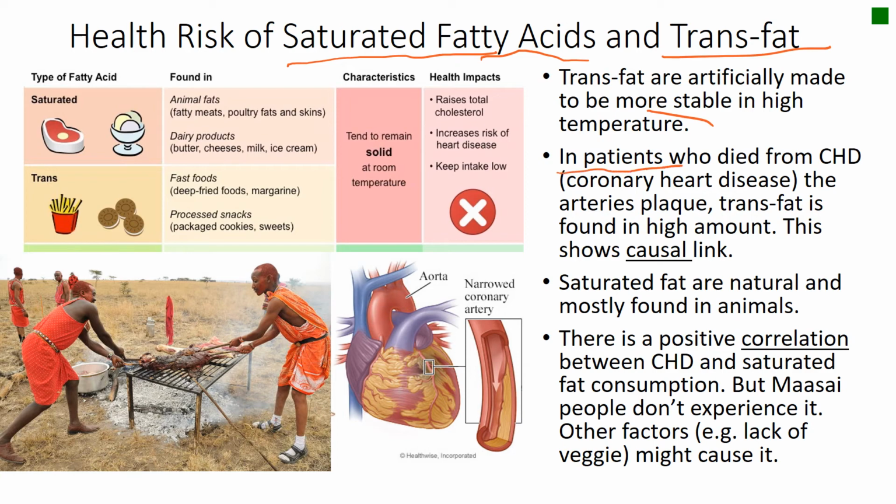In patients who died from CHD, which is coronary heart disease, there is a coronary artery whose function is to take fresh blood pumped out by the heart and give it to the muscle of the heart, so that the heart muscle gets the freshest oxygen. However, this coronary artery can be blocked by lipid, and this causes CHD, because when the heart muscle does not get enough oxygen and nutrient supply, of course it will die very soon, and this is what we call a heart attack.